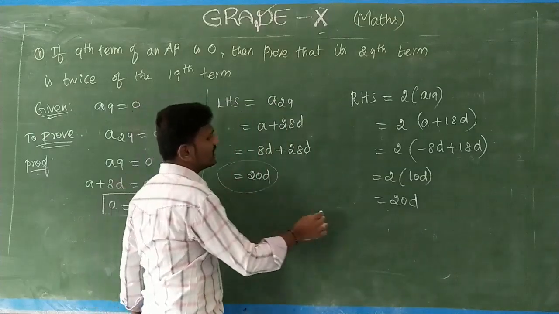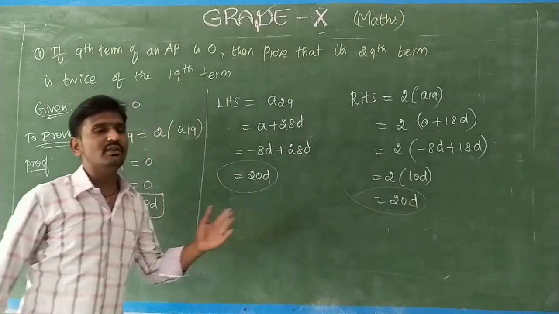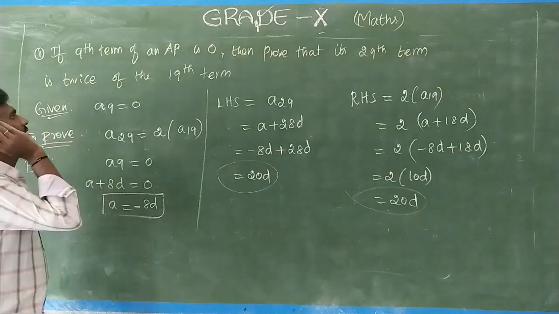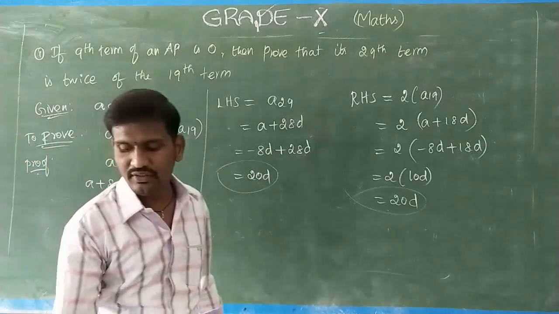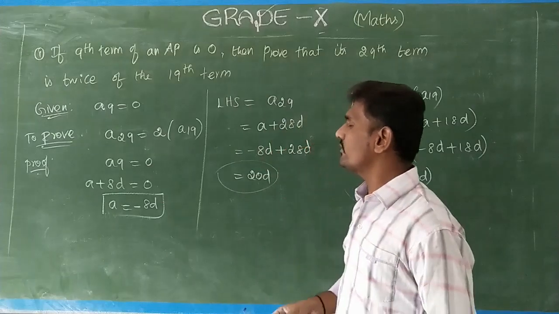So this is your left side and that is your right side. From the left side and right side we have proved that the 29th term is double the 19th term. Have you got it, children?